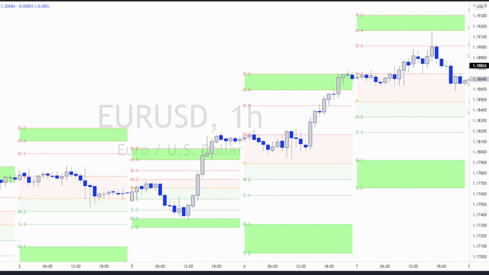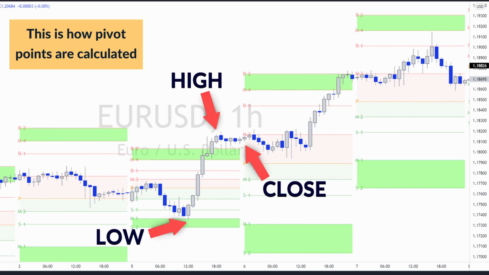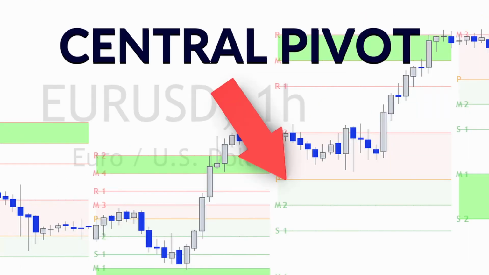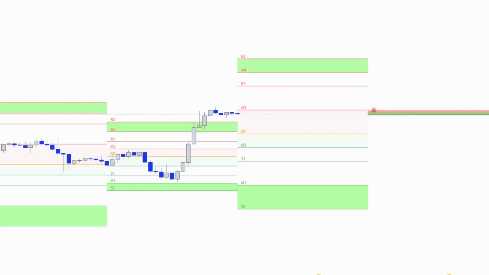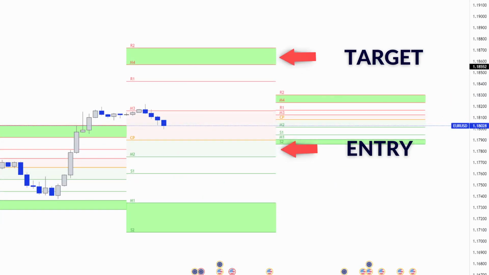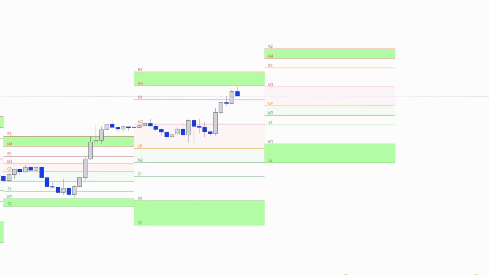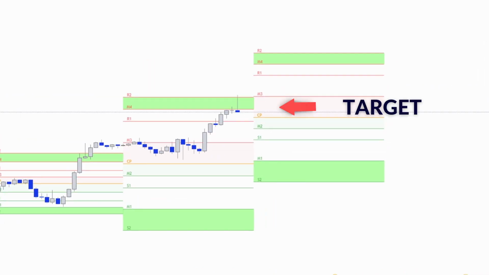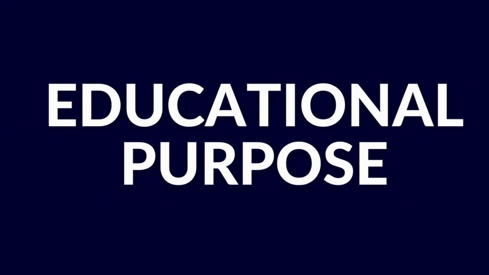For this strategy, we are using pivot points, which use the high, low, and the close price of the previous period divided by 3, and you get the central pivot. In turn, this can be used for finding support and resistance into the future, and to find your entries, take profit, and even your stop loss. This strategy is mostly suitable for day traders and swing traders, and as always, this video is only for educational purposes.